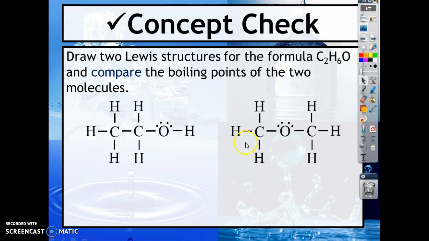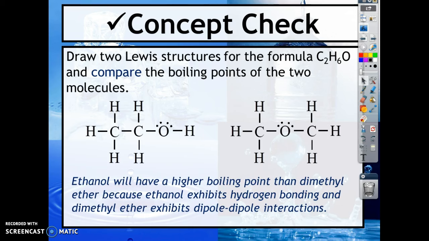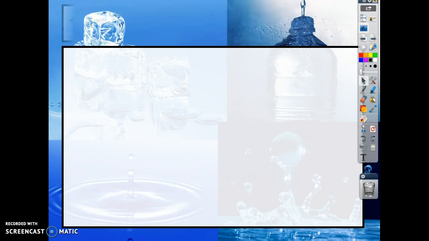But what kind of forces could occur over here? Well, we have 2 dipoles, so we could have some dipole-dipole forces. We could have some electron dispersion. Does any of that matter if this guy has hydrogen bonding? No, because it's the strongest. So our boiling point is directly related to that. And our ethyl alcohol on the left will have a higher boiling point than the dimethyl ether on the right, because he has hydrogen bonding.